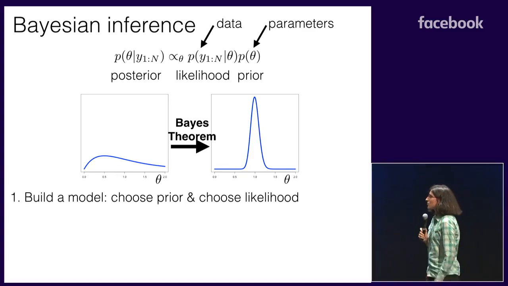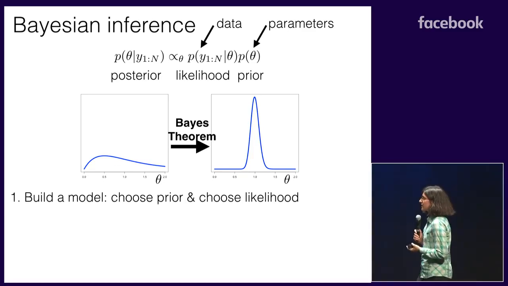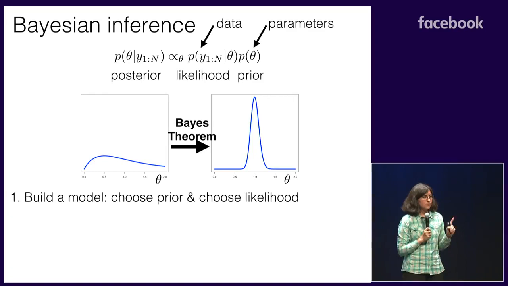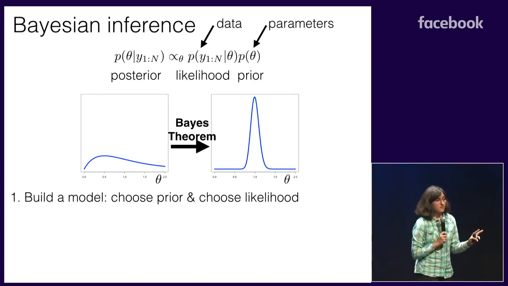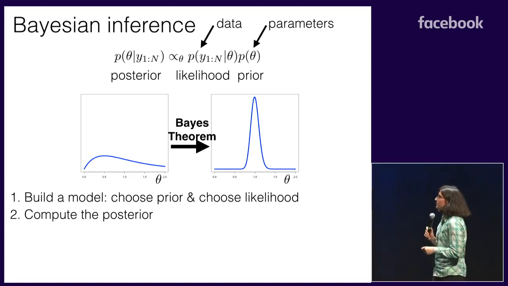Okay, so let's just summarize here. What are the steps of Bayesian inference? 1, we build a model. We choose a likelihood, and we choose a prior, and that's our model. 2, we compute the posterior.